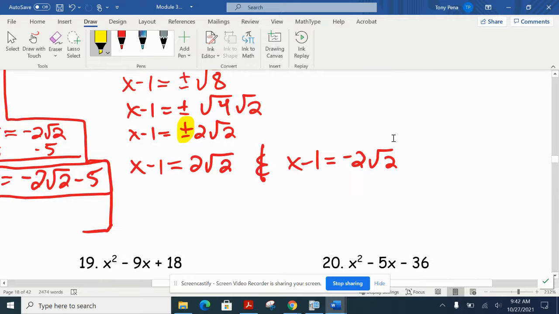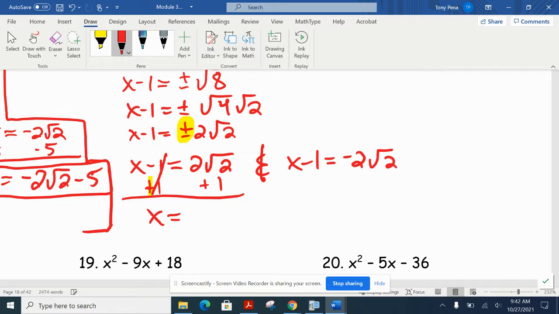And then from there, you solve both of them. We're going to add 1 here, add 1 here. So this cancels. We now have the x by itself. That's our goal. And then again, these are not like terms. So do not try to write this as like 3 root 2 or 2 root 3. We can't combine those. You just have to write it as the 2 root 2 increased by 1.